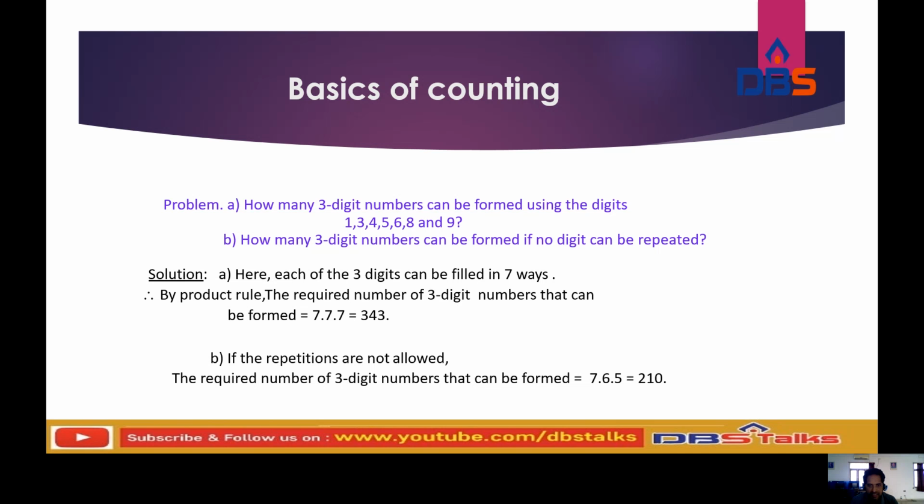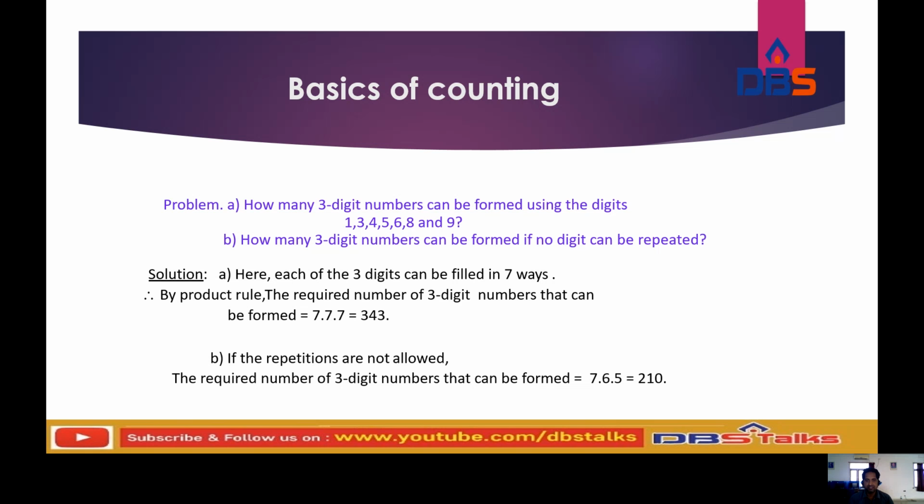Next, how many 3-digit numbers can be formed using the digits 1, 3, 4, 5, 6, 8 and 9? The next one, how many 3-digit numbers can be formed if no digit can be repeated? See, how many 3-digit numbers can be formed using the digits that may be repeated. Second one, that cannot be repeated.